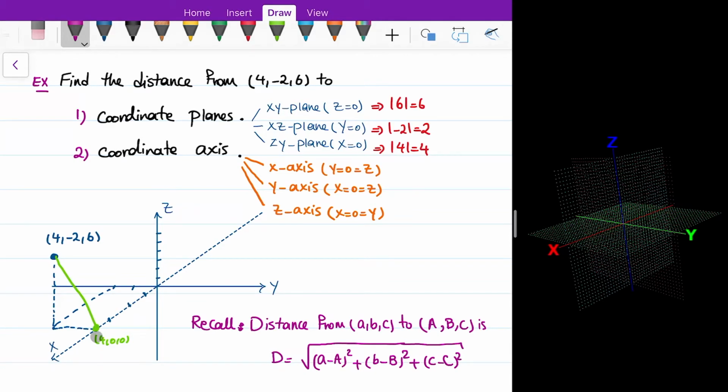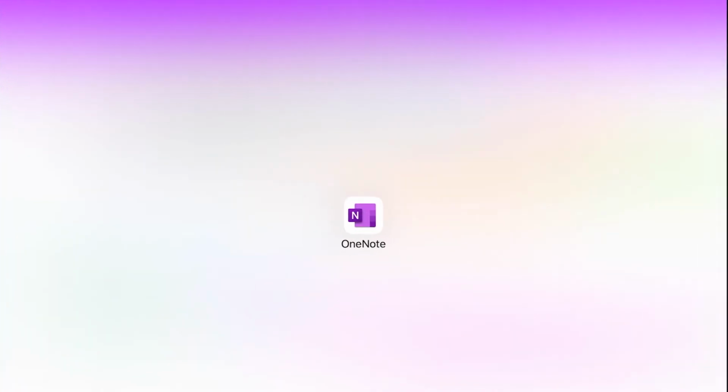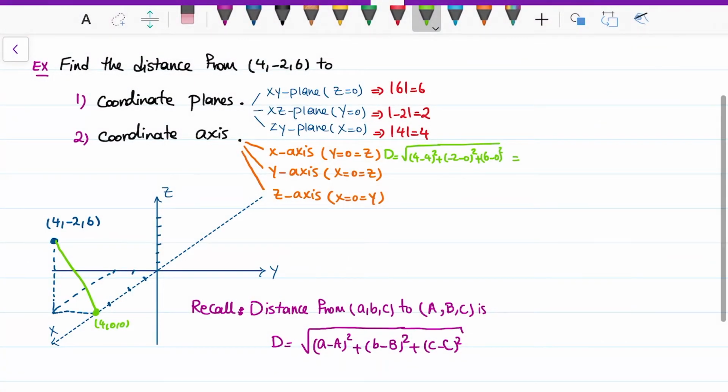Okay, let me write with another color. So the D here would be the square root of 4 minus 4 squared, plus -2 minus 0 squared, plus 6 minus 0 squared. Okay, I don't need that. So this would be what? It would be 0 plus 4 plus 36, which would be square root of 40.